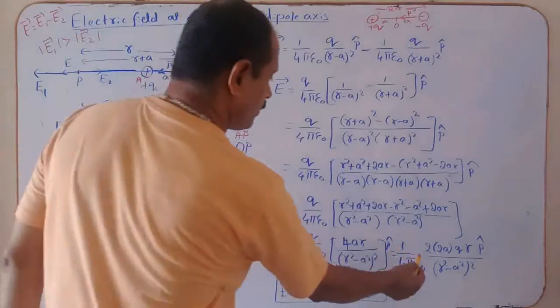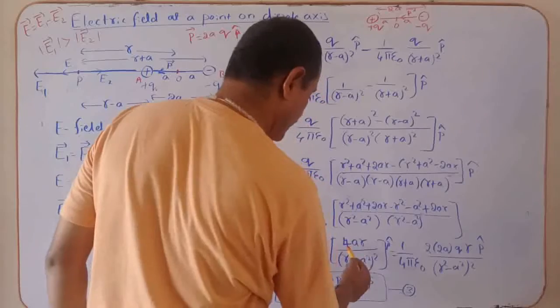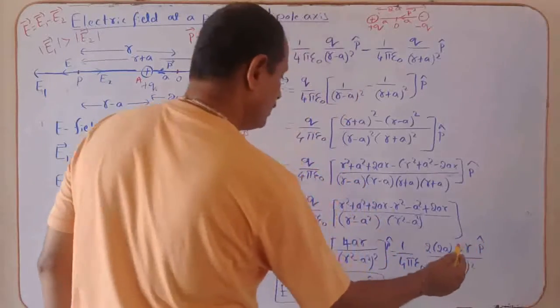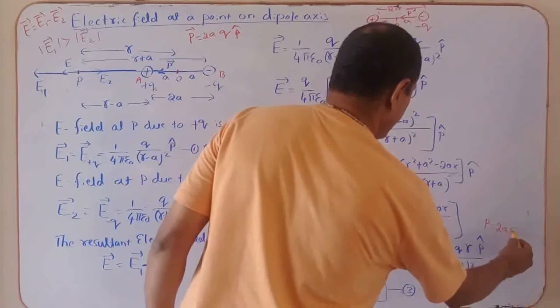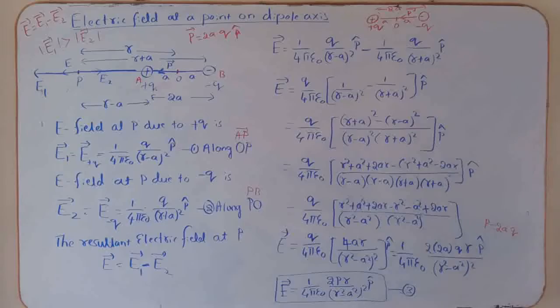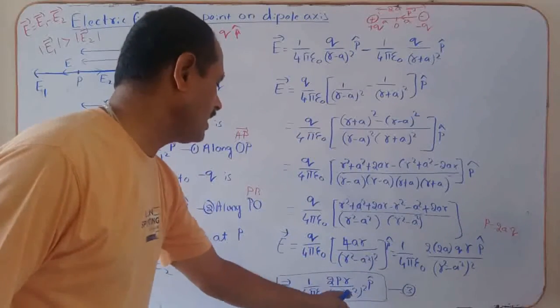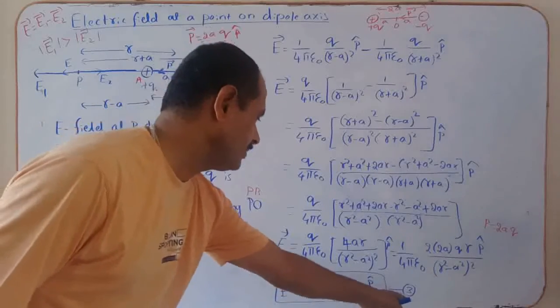E is equal to 1 upon 4 pi epsilon naught. 2 you have to take 4a to 2a q here, r into p cap. Now here p is equal to 2a into q, the dipole moment. Substitute here p: 1 upon 4 pi epsilon naught, 2pr divided by (r square minus a square) whole squared, into p cap. Equation number 3.